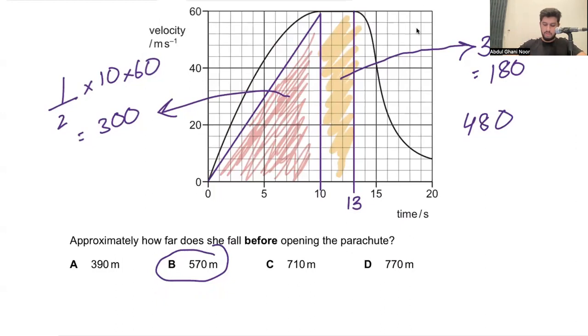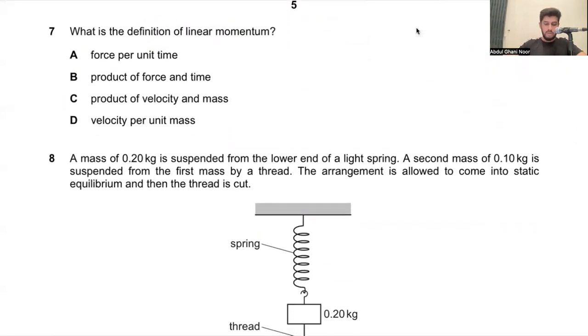Moving on to question number 7. Question 7 says, what is the definition of linear momentum? Momentum की definition क्या है? Momentum is the product of mass and velocity.